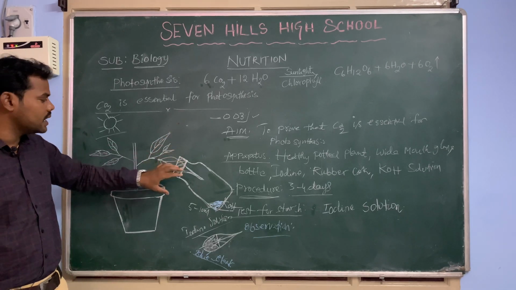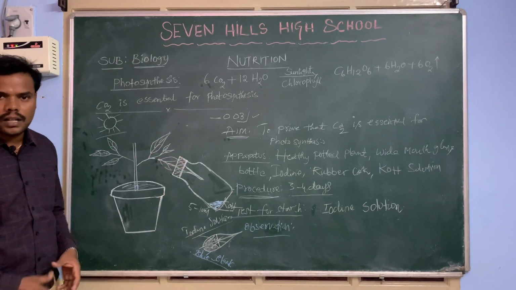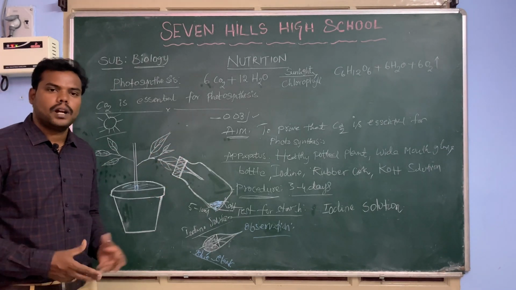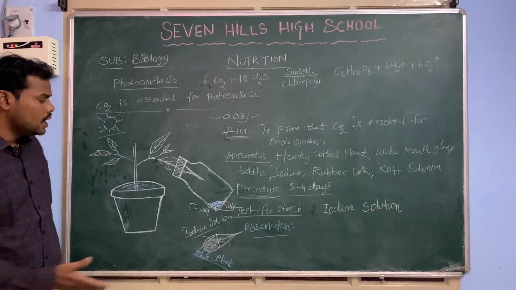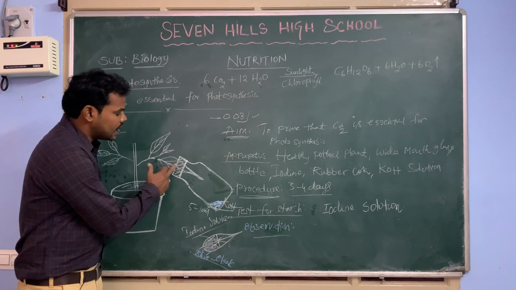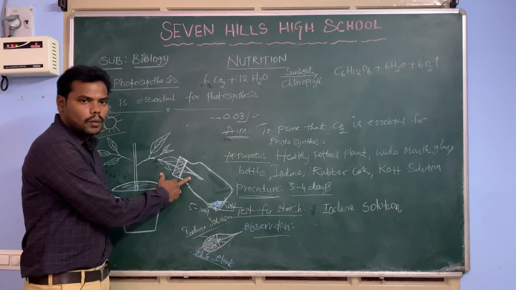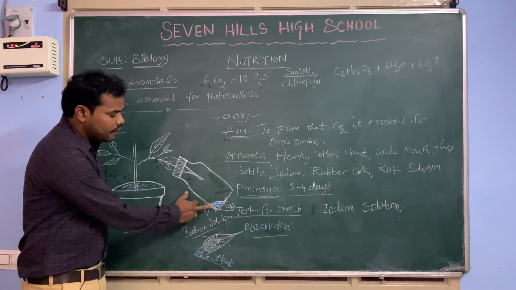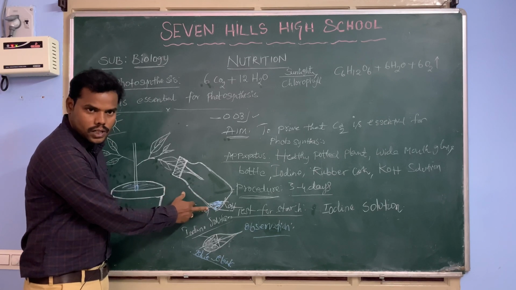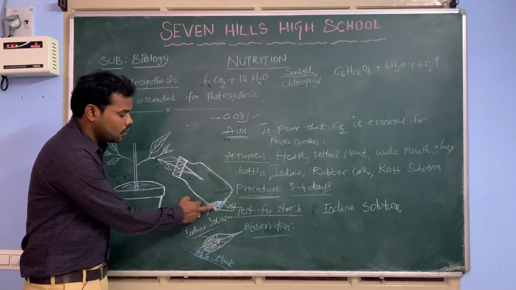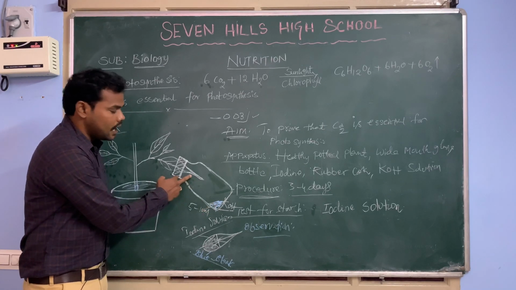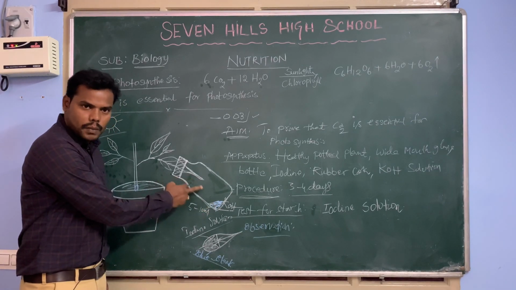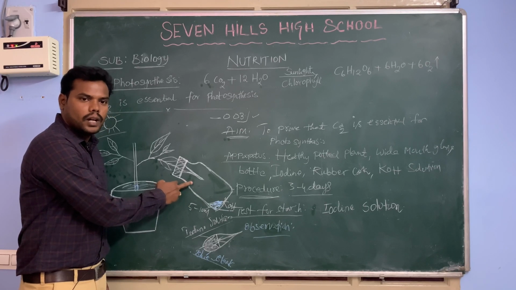Whenever we perform this experiment, we take some precautions. What are the precautions for this experiment? Whenever we keep the leaf in the bottle, it must be away from the KOH solution. Why? Because the KOH solution is alkaline in nature, so it would damage the leaf. So it must be kept away from the KOH solution.